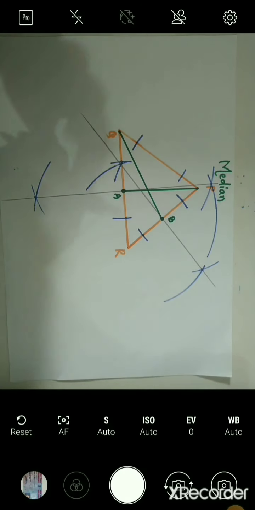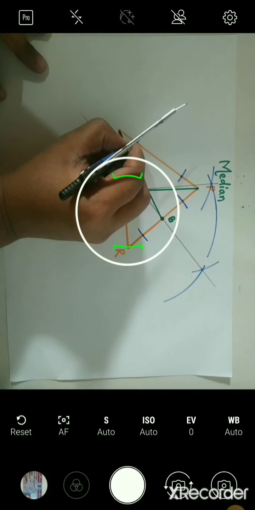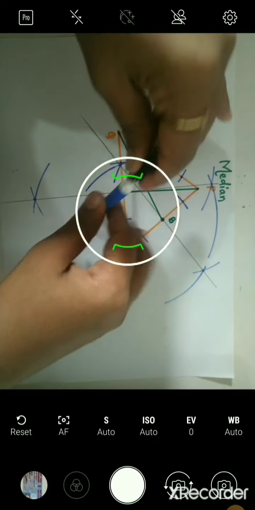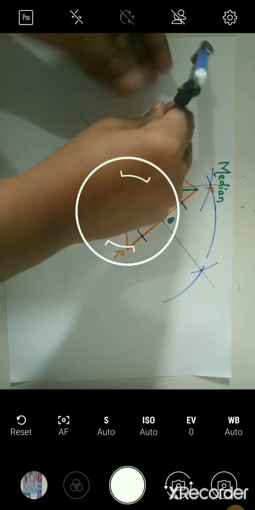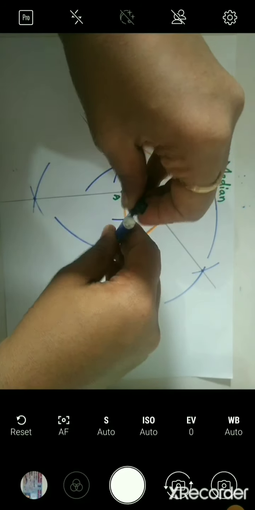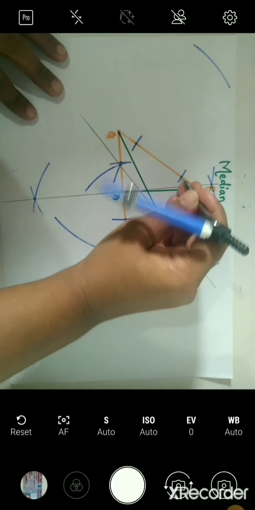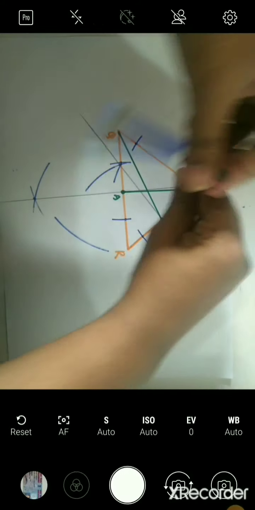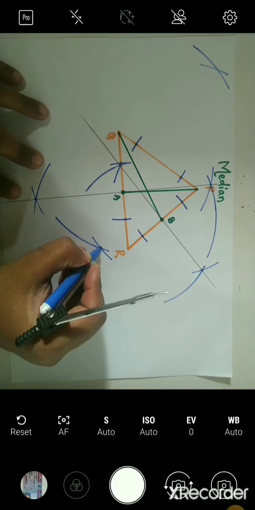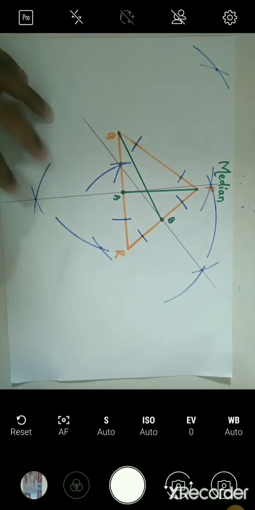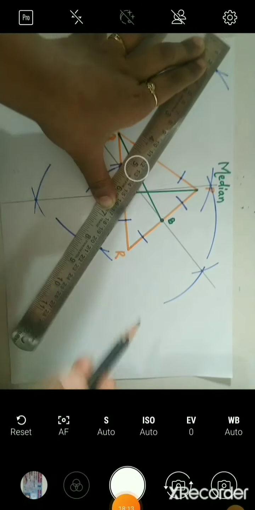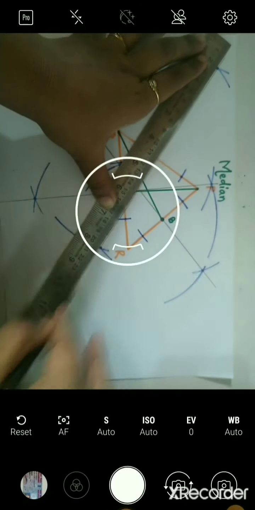Now I have got 2 points, this point and this point. I'll keep the pointer now at this point, take distance. I have drawn an arc here, up and down. Now without disturbing this distance, keep the pointer at this point, draw an arc up and down. So you can see I have got 1 point here and 1 point here. Join these 2 points.